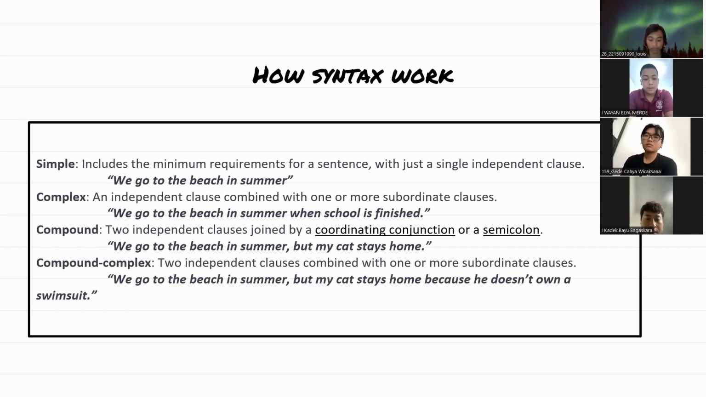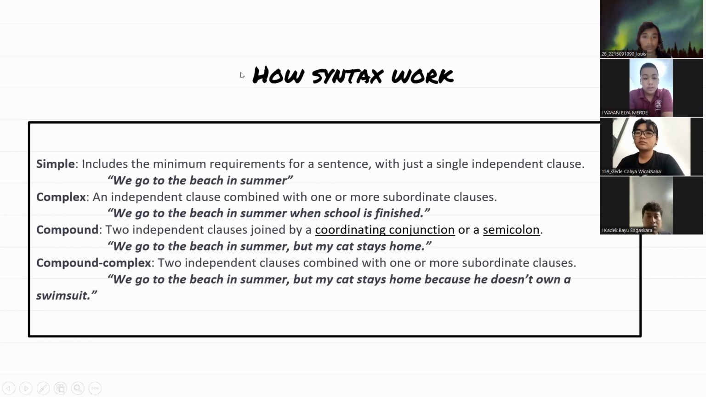The next one is the complex sentence: an independent clause combined with one or more subordinate clauses. For example, we go to the beach in summer when the school is finished. The next one is compound: two independent clauses joined by a coordinating conjunction or a semicolon. For example, we go to the beach in summer, but my cats stay at home.